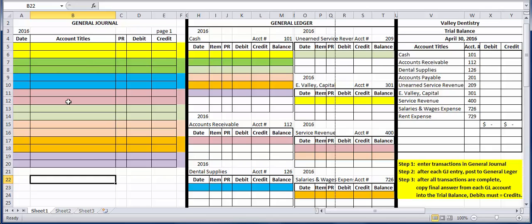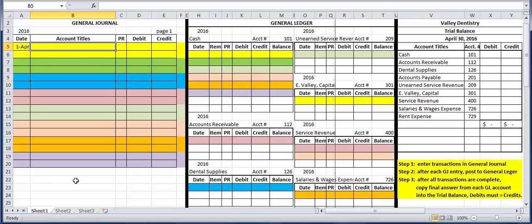Okay, this is happening in April, 2016. The first transaction is on April 1st. On April 1st it says invested $20,000 cash in her business. If you ever see the word invest, ding, ding, ding, that means you have to use capital.